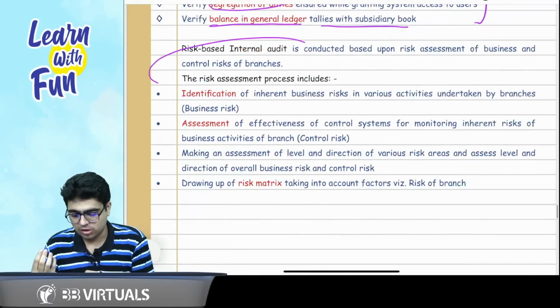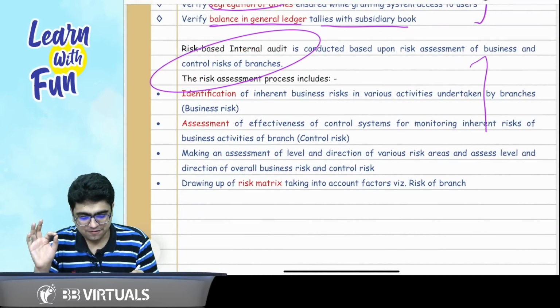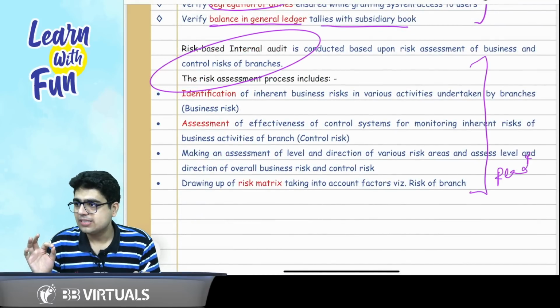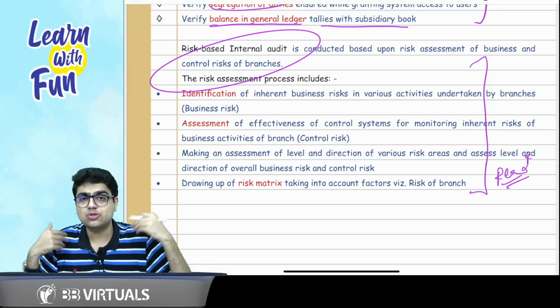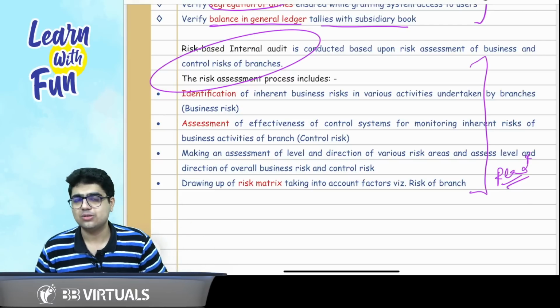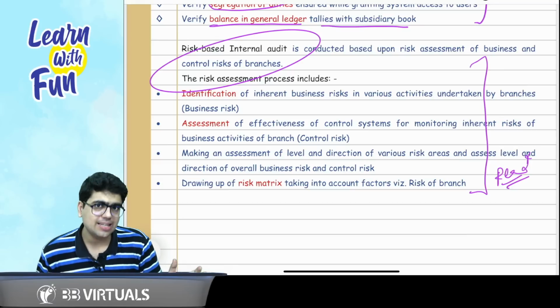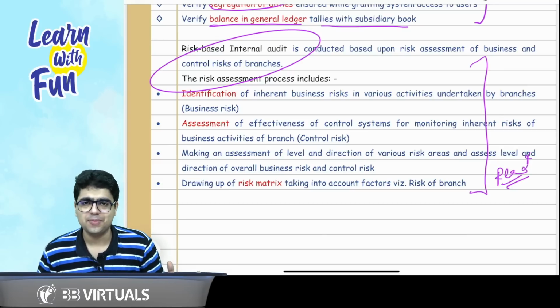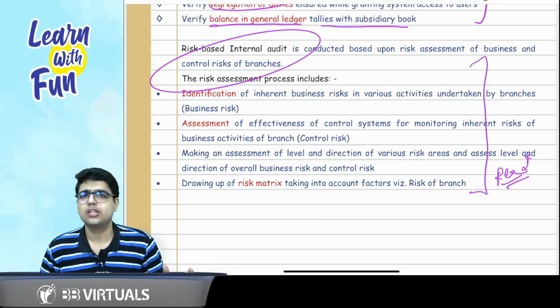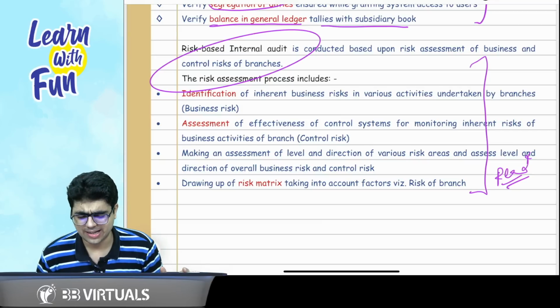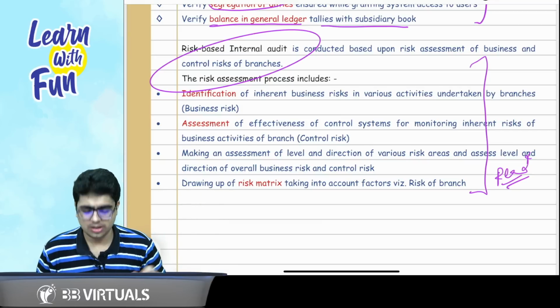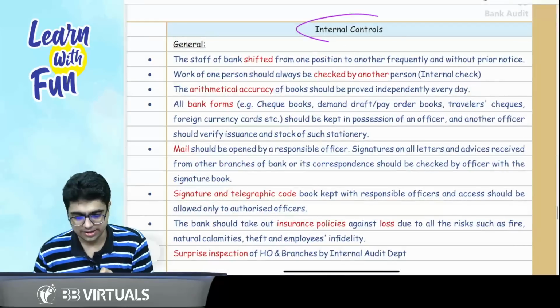Then comes this point, the concept of risk-based internal audit. I feel you should read it yourself, because there are so many risk-based audits that we have studied in this whole audit course that anything can be asked. So just hope for the best. Please revise it on your own. Then we are moving to the next topic, that is internal controls.